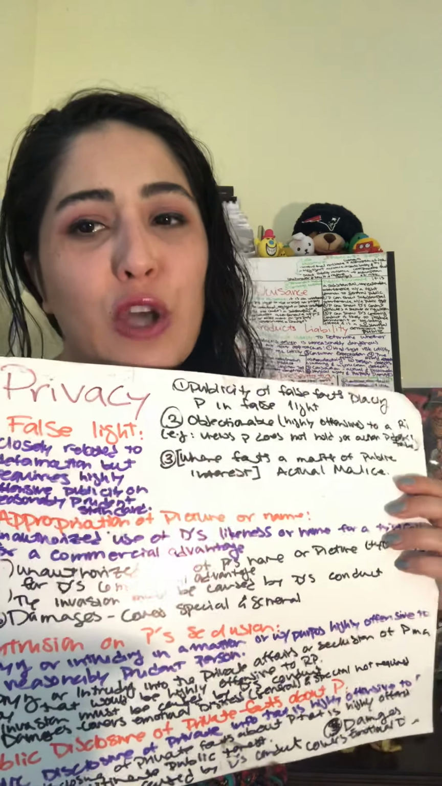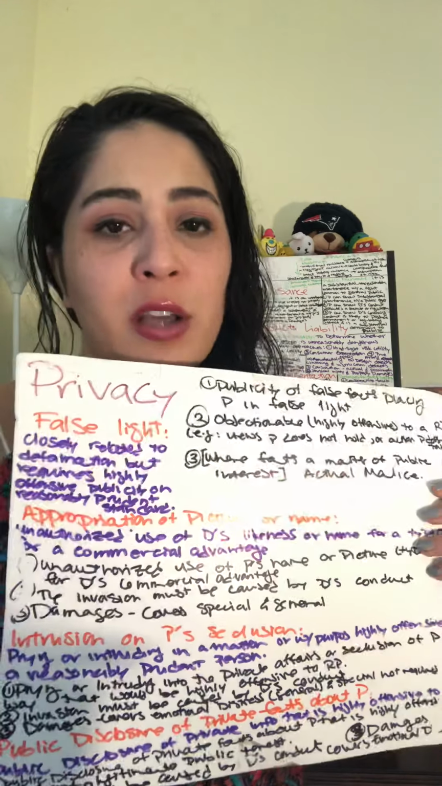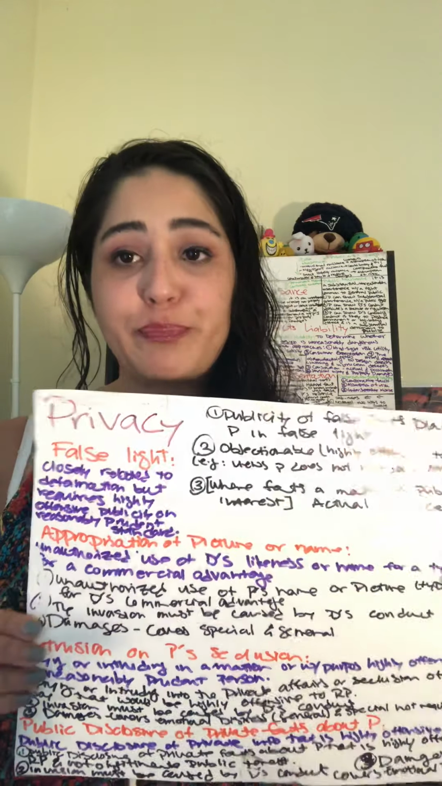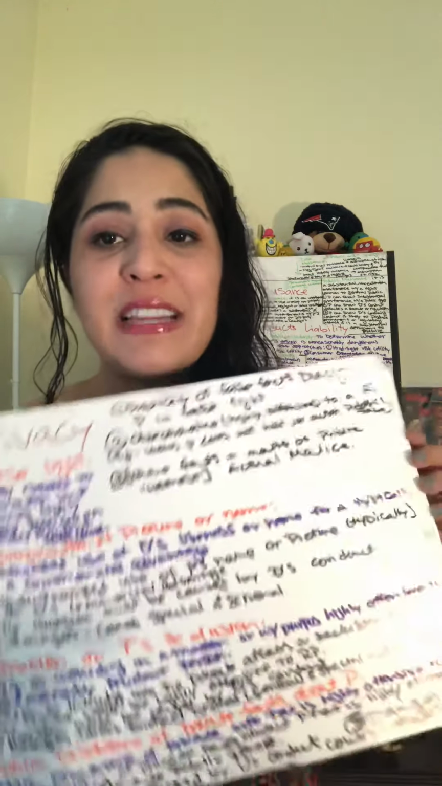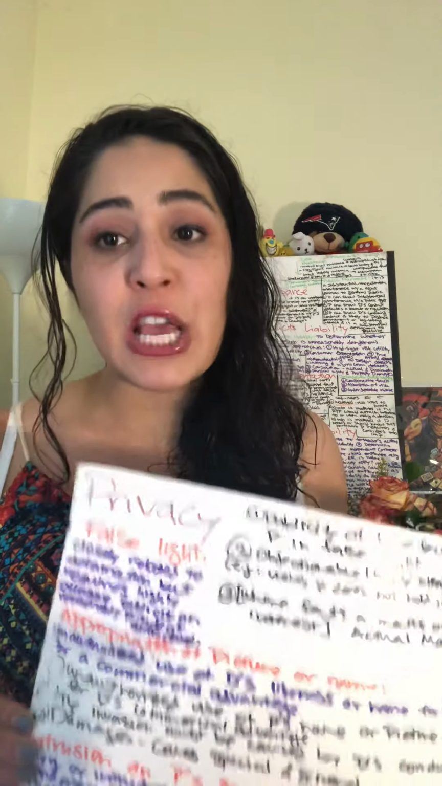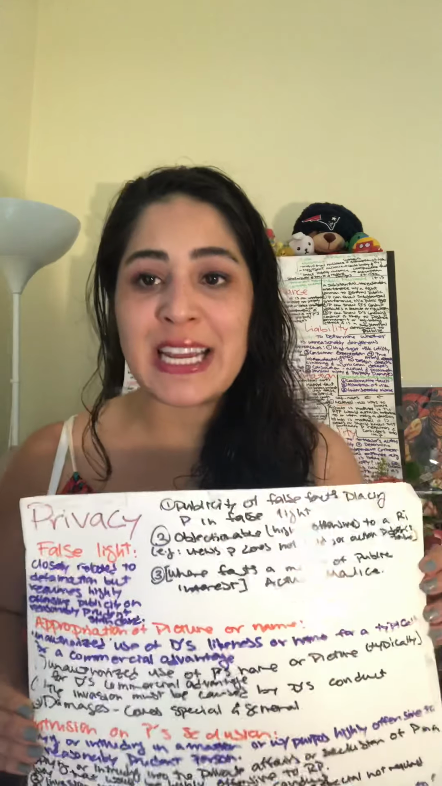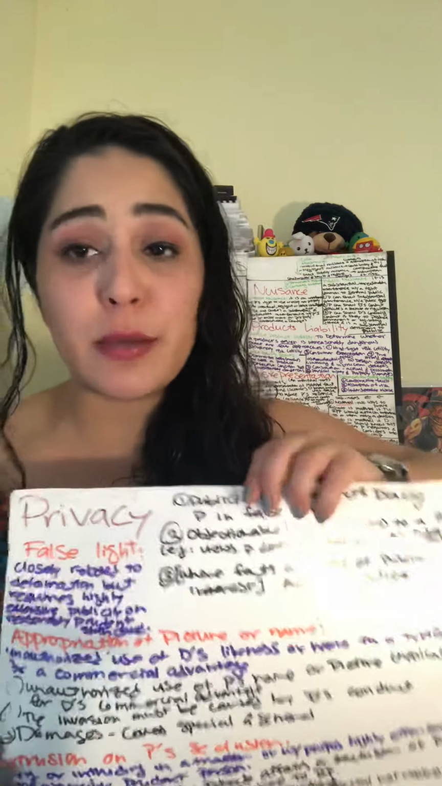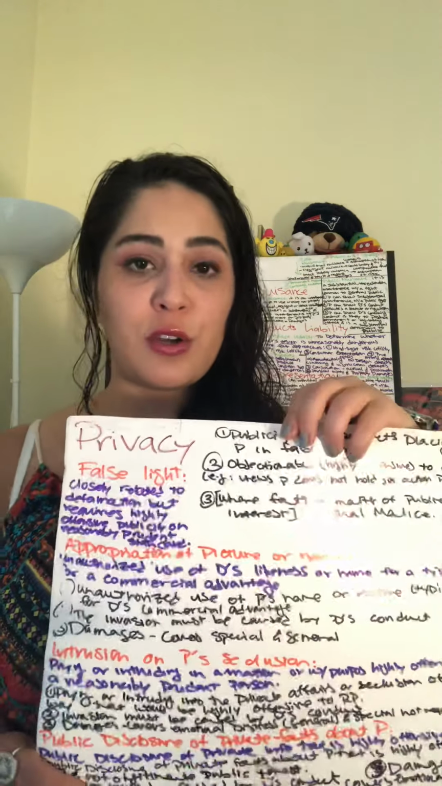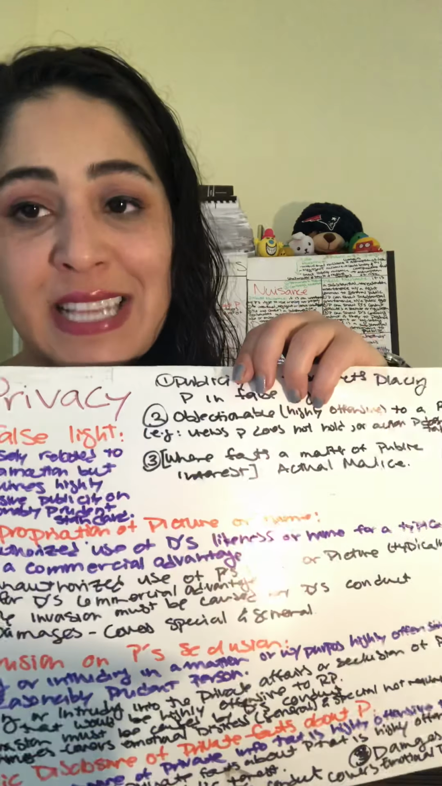What does intrusion upon seclusion mean? Basically, a defendant intrudes upon a plaintiff's private affairs, solitude, or seclusion in a manner objectionable to a reasonable person. That's just what I said.